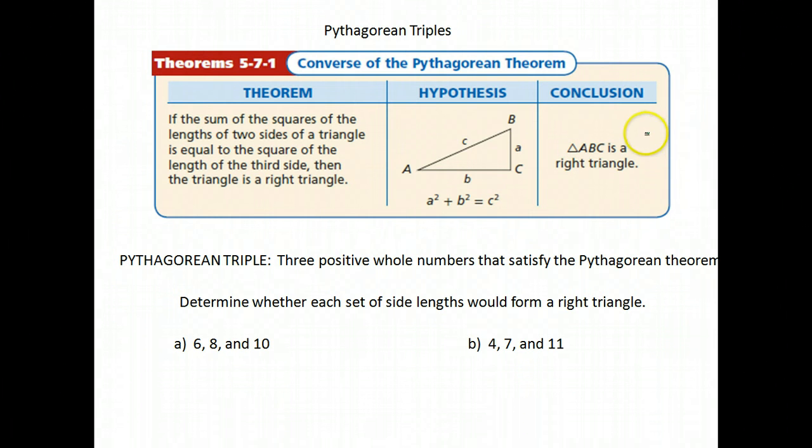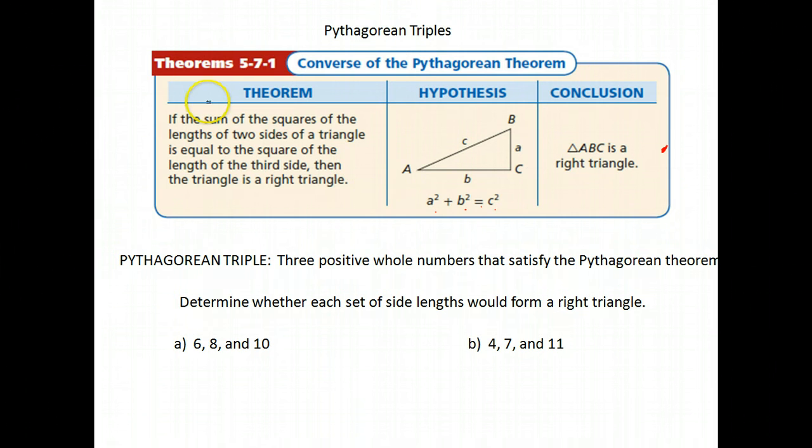All right, the converse of the Pythagorean theorem. So remember, the Pythagorean theorem said if you have a right triangle, then the legs a squared plus b squared are equal to the hypotenuse squared. The converse, remember, means to reverse the order.